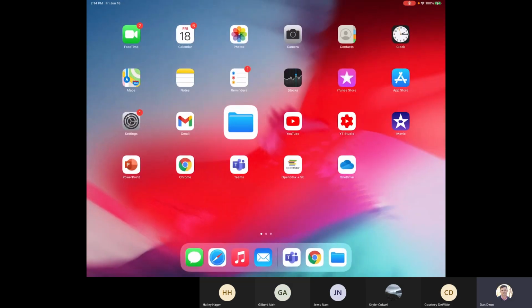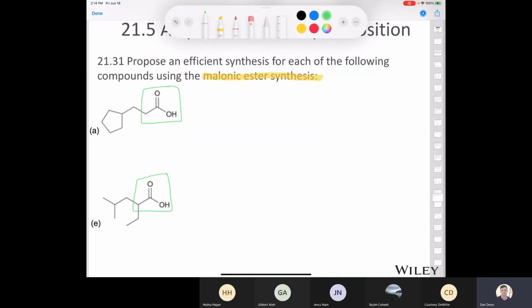Right, so let's get into question 21.31, which is about the malonic ester synthesis. It just says provide an efficient synthesis for each of these compounds. So what I have in the green box in A, those two carbons, meaning this carbon and this carbon, are going to come from the diethyl malonate molecule itself. That means that the rest of the compound is going to come from the alkyl halide, right?